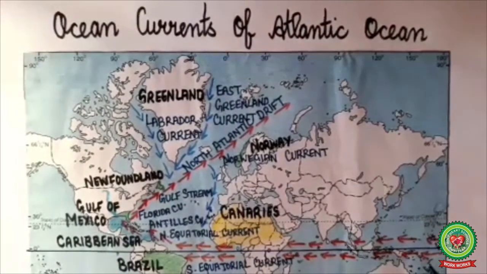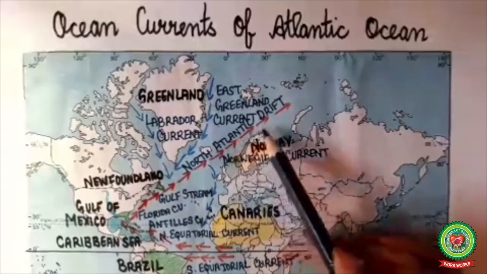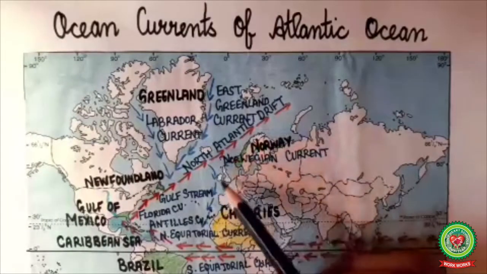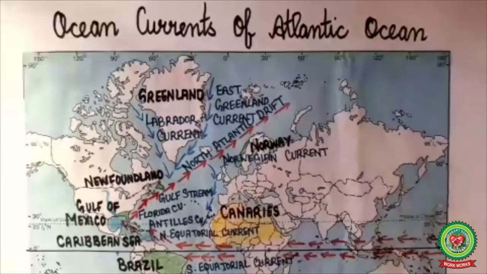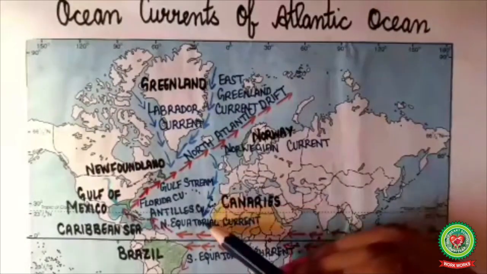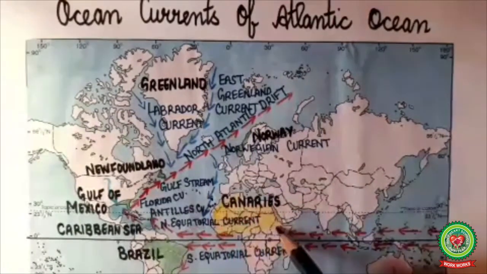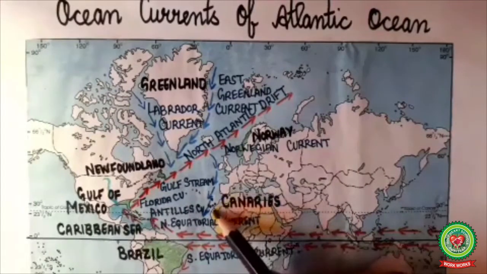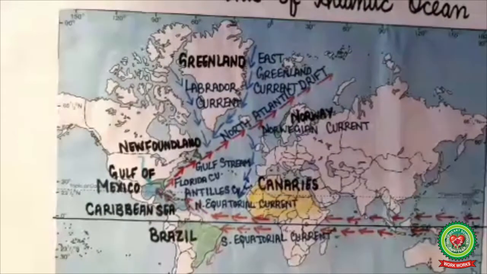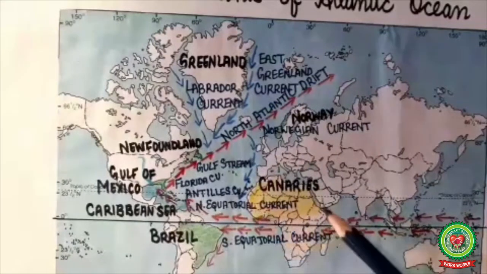We have already discussed that the warm North Atlantic Drift increases the temperature of the coastal areas of Western Europe and melts all ice here. The cold Canaries current has resulted in the formation of the largest desert of the world, that is the Sahara Desert of Africa. We have already discussed that cold ocean currents lead to the formation of deserts.